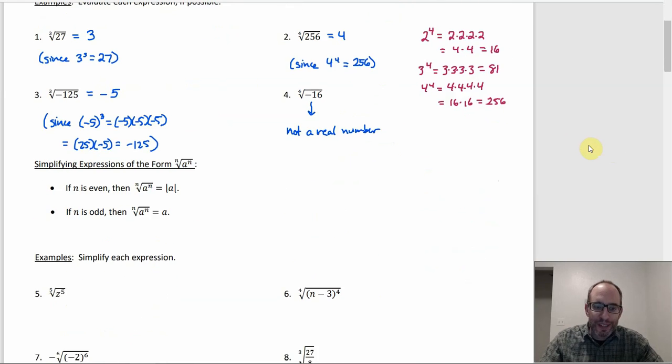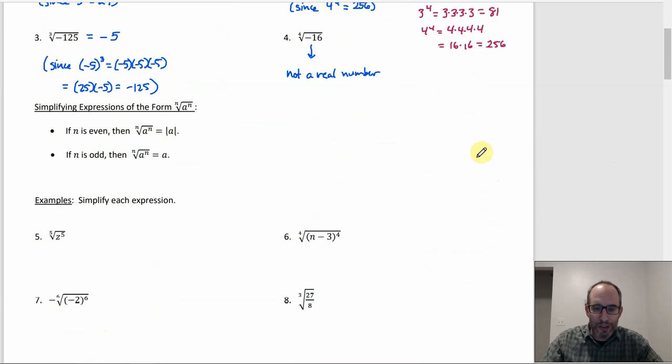So let's see. Then simplifying expressions of the form nth root of a to the n. So if n is even, then we're going to say that the nth root of a to the n is the absolute value of a. But if n is odd, then that's just going to be a. And that's because when you're taking an odd root, you can have negatives. So that's why there's that difference there.